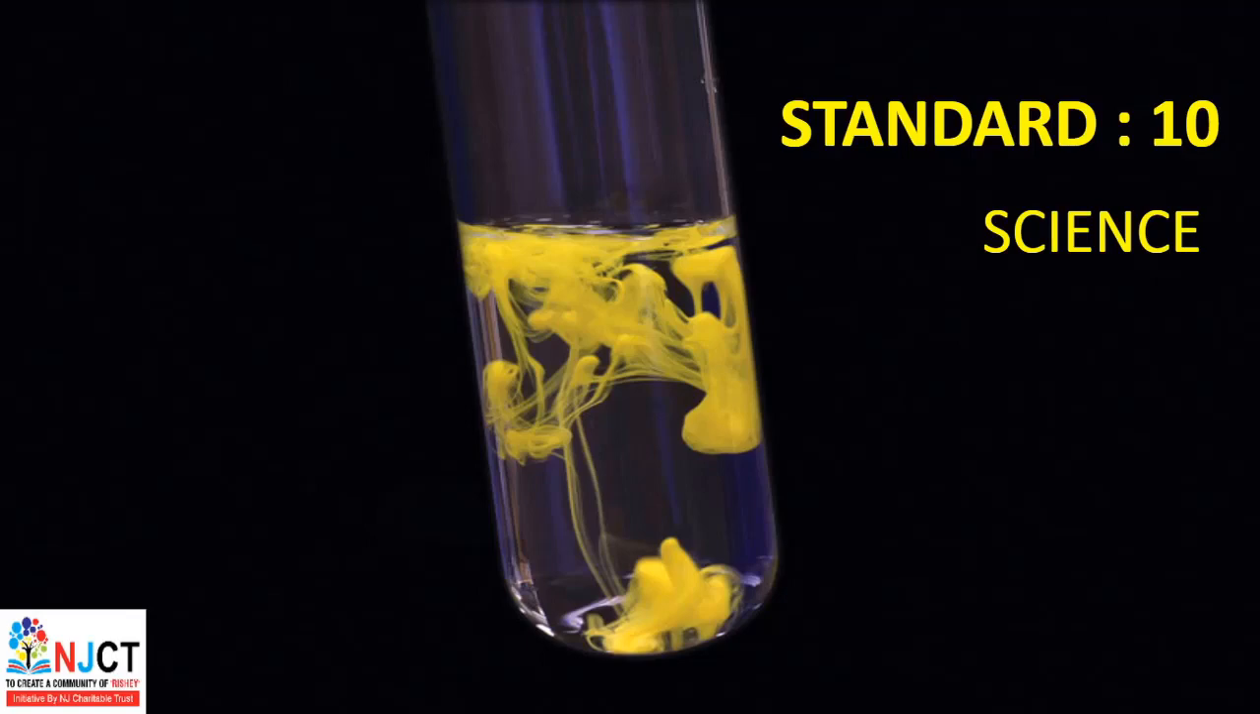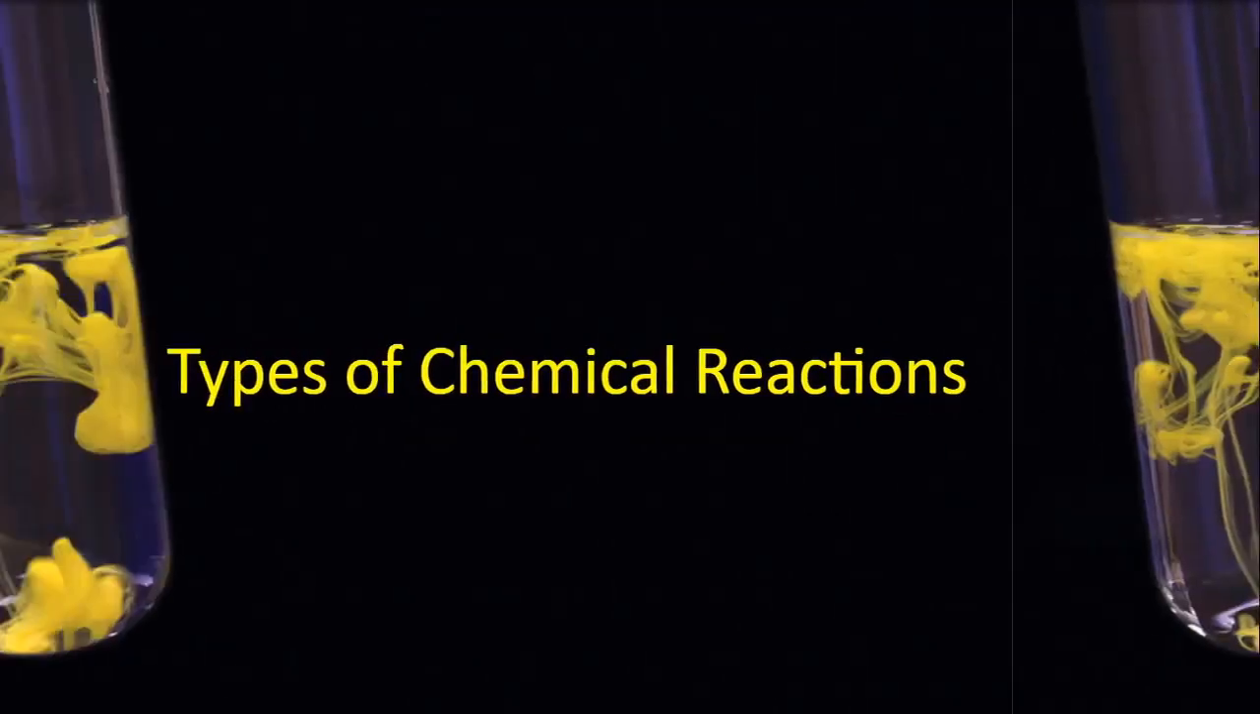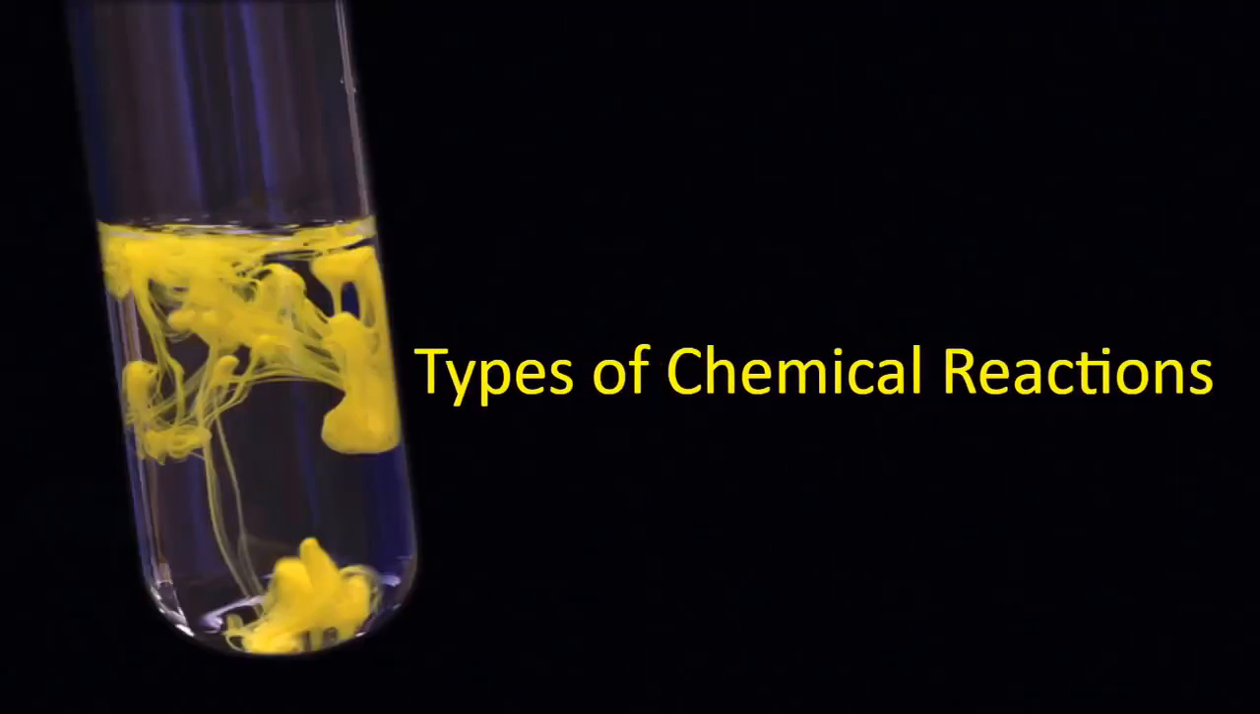In our previous video, we started Chapter 1, Chemical Reactions and Equations. In this chapter, we started off learning the types of chemical reactions, and we learned the combination reaction, decomposition reaction, then single displacement and double displacement reactions, then oxidation-reduction (redox) reaction, endothermic reaction, and exothermic reaction. Today, in this video, we are going to continue that topic, which is types of chemical reactions.